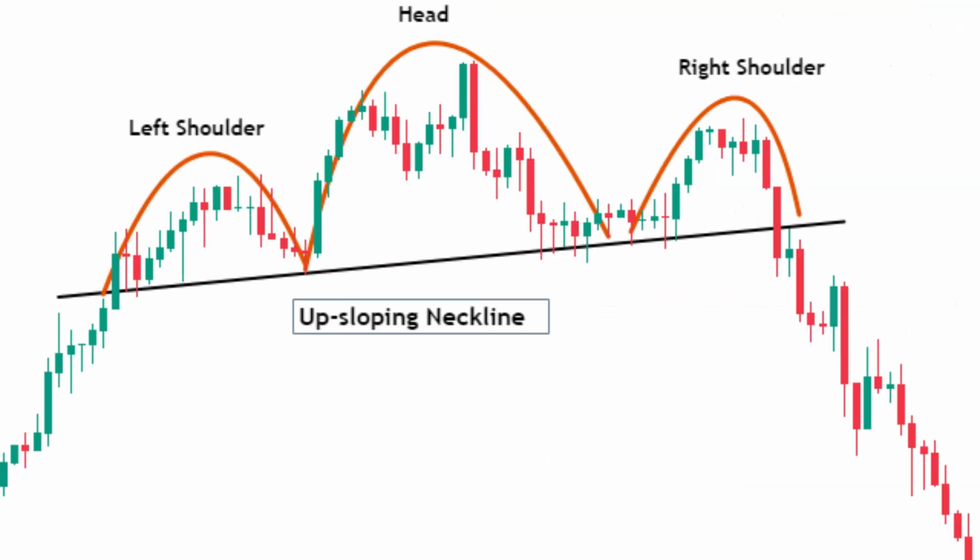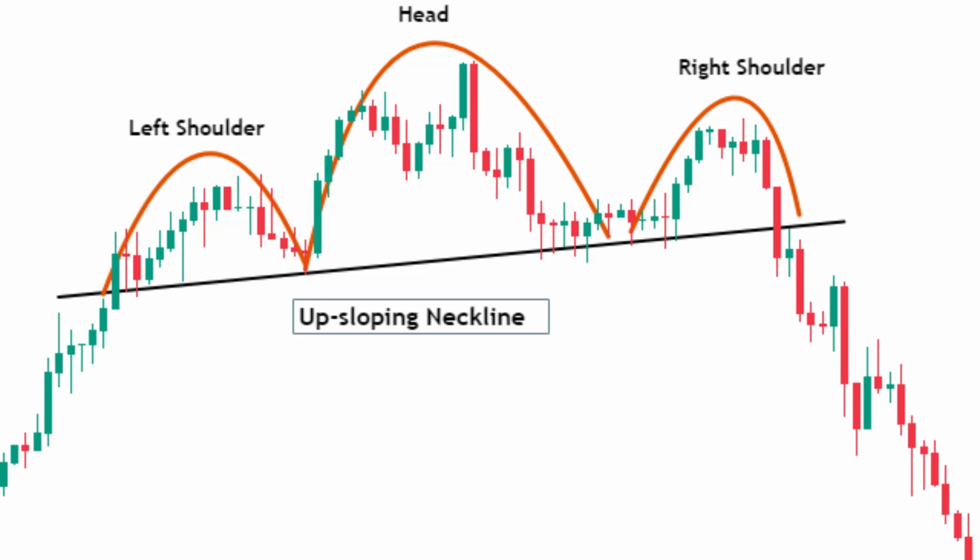Let's now examine these concepts using a real chart example. The chart you see here shows a head and shoulders pattern with an upsloping neckline. This means the neckline is tilted upward rather than flat. The low point between the left shoulder and the head sits lower than the low point between the head and the right shoulder, so the second low is higher than the first.